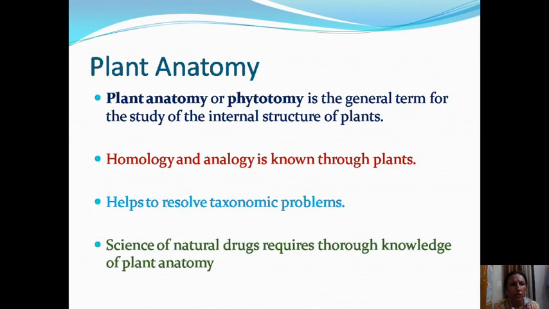What is plant anatomy? Plant anatomy is also called phytotomy. It is the general term for the study of internal structure of plants. Whatever you study about plants through dissections, section cuttings, that comes under plant anatomy. Plant anatomy helps us to establish homology and analogy of plant parts. It also helps to resolve many taxonomic problems. In addition to this, the science of natural drugs also requires thorough knowledge of plant anatomy.